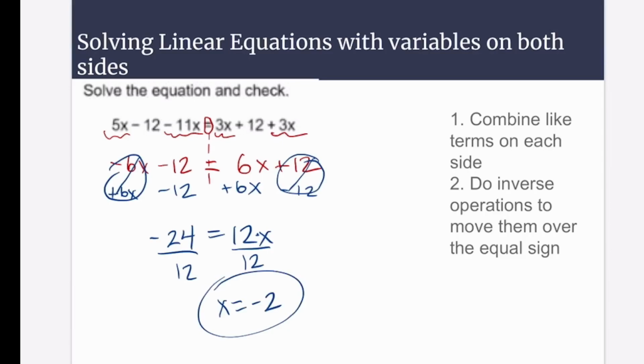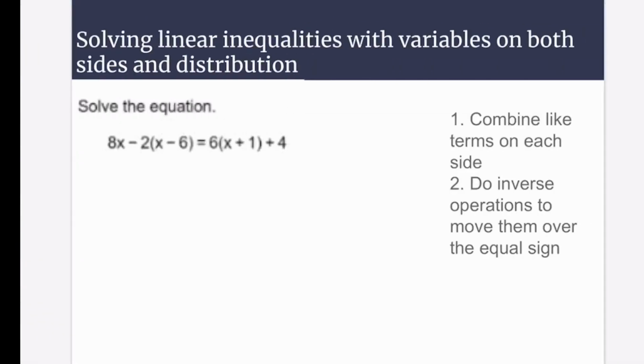So there's one problem. The next one we're going to do is actually going to be variables on both sides, but we're going to add the distributive property. So we have an equal sign. Same thing, we're going to split this thing up. We're going to simplify the left side first: 8x minus 2 times the parentheses x minus 6. And then we're going to simplify the right side: 6 times the parentheses x plus 1 plus 4.